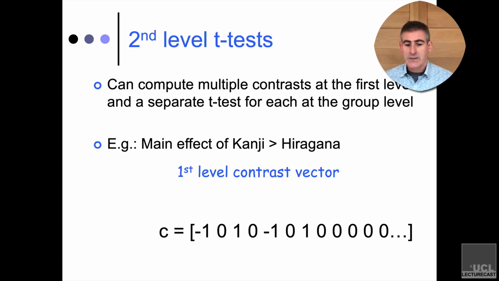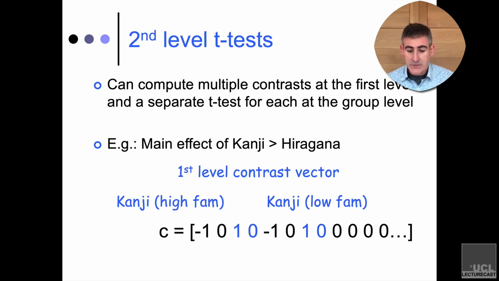So let's just consider this main effect of script, right? Is there a difference when you're reading kanji words relative to hiragana words? Well, then what we need to do is create a contrast vector from our first level that extracts out the conditions that are relevant for kanji and hiragana and ignores all the rest of them. So we have a much more complicated, it's not much more complicated, contrast vector, right? Which is shown here for a first level run.